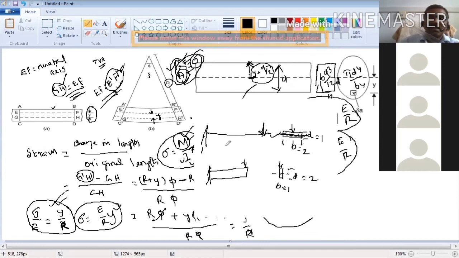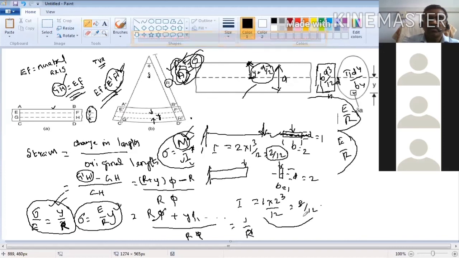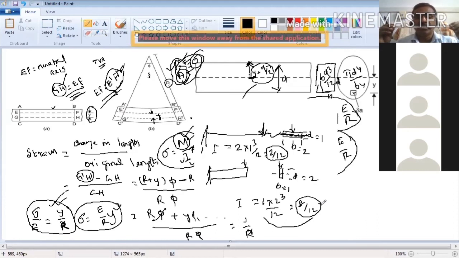Now in the first case, I is equal to B D cube by 12, with B equal to 2 and D equal to 1. So 2 into 1 cube by 12, that is 2 by 12. This is the moment of inertia. But here B is equal to 1 and D is equal to 2, so I is 2 cube by 12. 2 cube is 8, so 8 by 12. So if you keep the scale like this, moment of inertia is 2 by 12. If you keep the scale like this, the moment of inertia is 8 by 12.